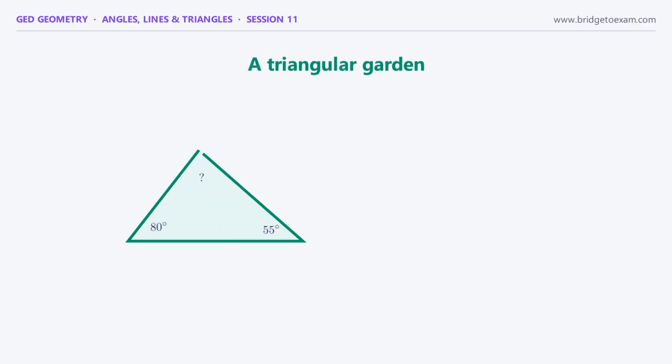Here's a triangular garden. Two of its corners measure 80 degrees and 55 degrees, and we want the third corner. The three angles of a triangle add to 180, so the third corner is 180 minus 80 minus 55, which is 45 degrees. Same rule as always, just wrapped in a gardening story.